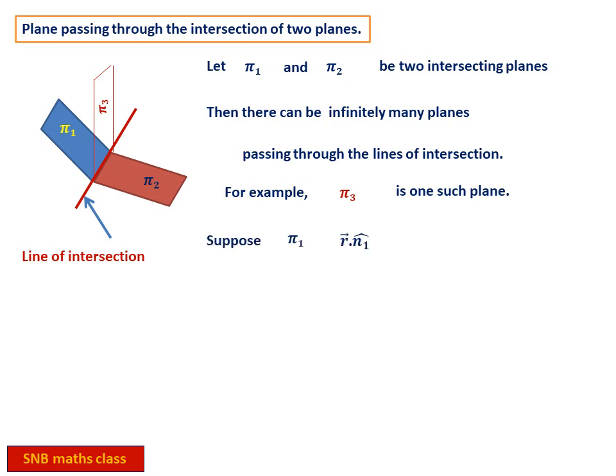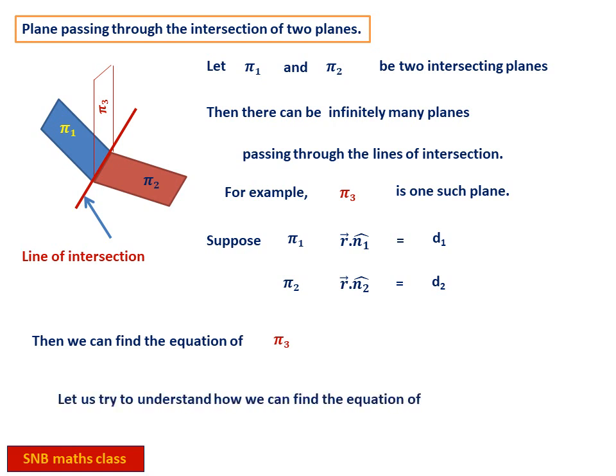So suppose pi 1 is r dot n1 equal to d1, that is the equation of the plane. Pi 2 equation is r dot n2 equal to d2. Of course here n1 can be a unit normal or it can be a normal also. So then we can definitely find the equation of pi 3 provided some additional conditions are given. Let us try to understand how we can find the equation of pi 3 with some examples.